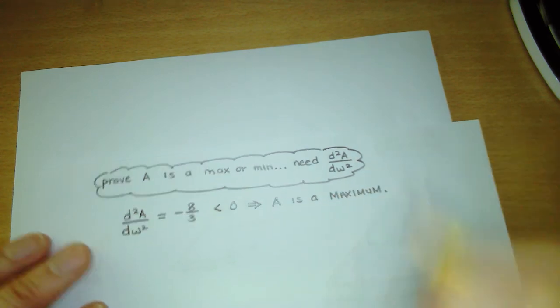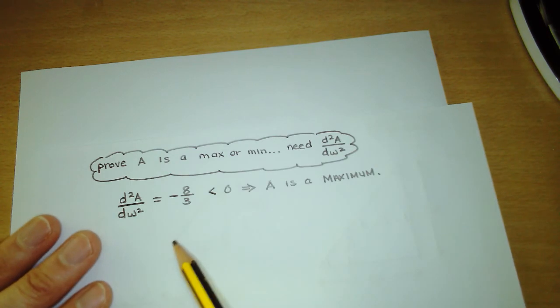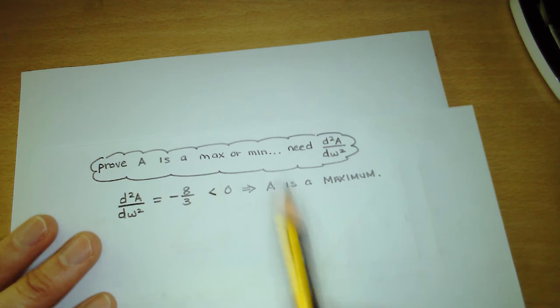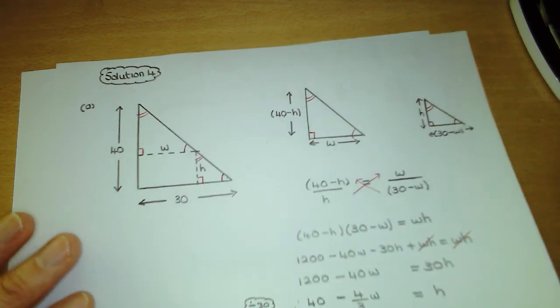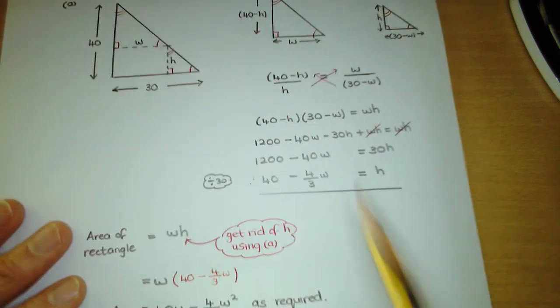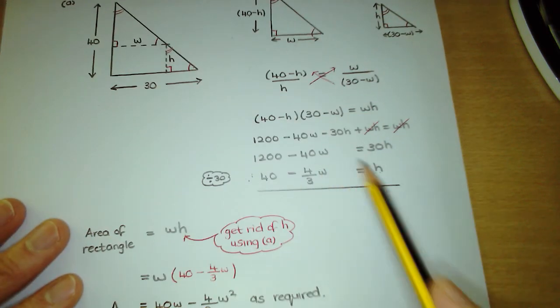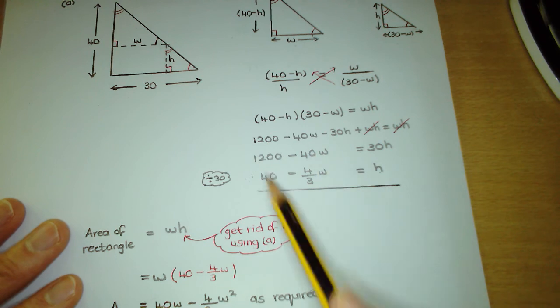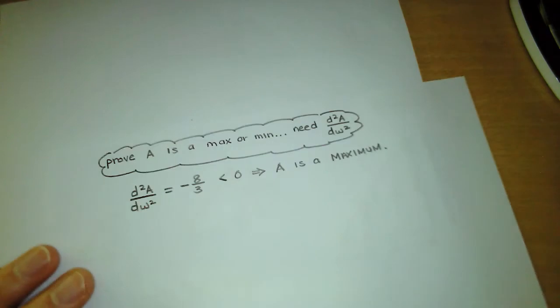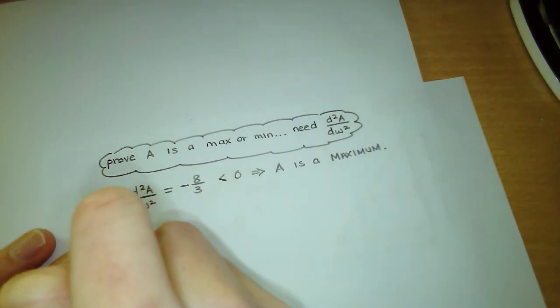So we're nearly there. We've worked out the critical value of W, which was 15. It's the value of W that makes A a maximum. We've also got to work out H. Remember, H is the height of a rectangle. So W is 15, we've got to get H. So we have to go back to the equation that has H and W in it. So we're going to sub the critical value of 15 into this equation. So we now need to get H.